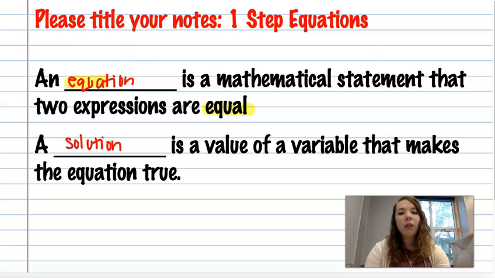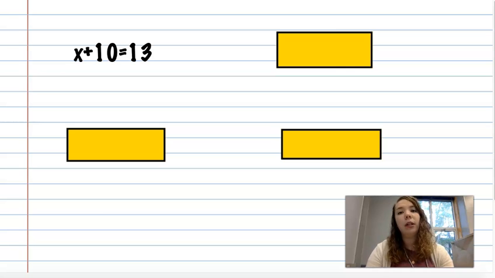So I also know with one step, sometimes it's really easy to guess and check. Like blank plus 10 equals 13, oh, x is 3. But I still want to strongly caution you against doing that because we're going to add more steps and it's going to get increasingly harder to guess. So I need you to work the process now so that it's easier for you later.